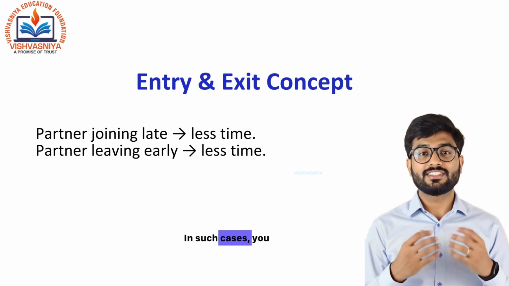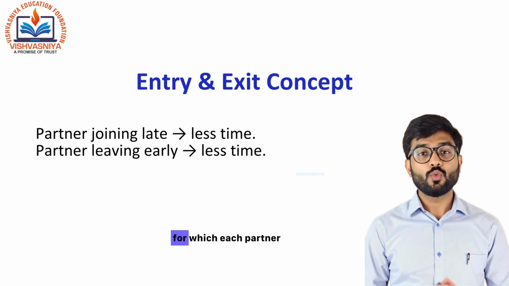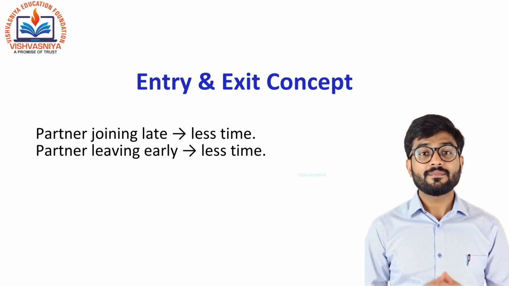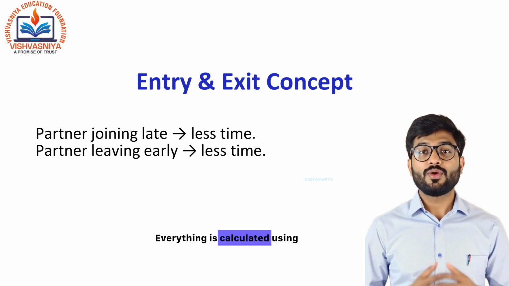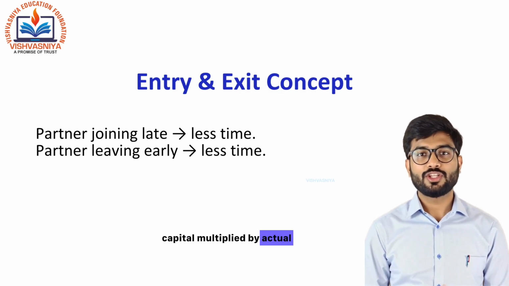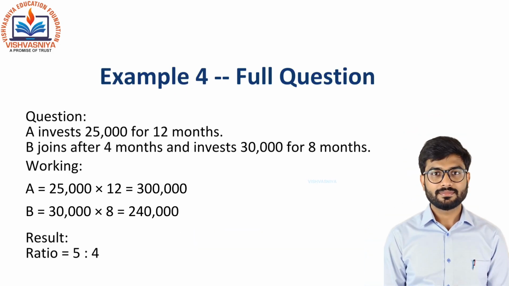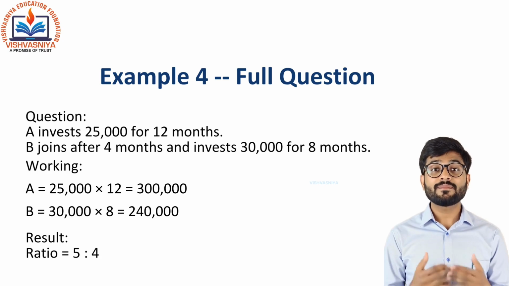Sometimes a partner enters the business after it has already started or leaves before the business period ends. In such cases, you simply count the time for which each partner participated. A late entrant will have less time value, and an early exit will reduce contribution. Everything is calculated using capital multiplied by actual time involved. Let us see a quick example.